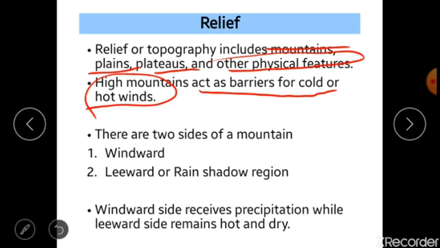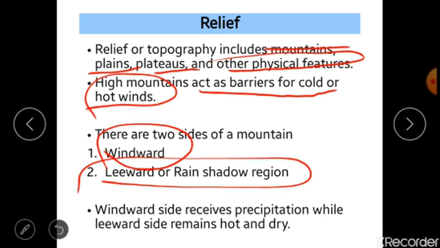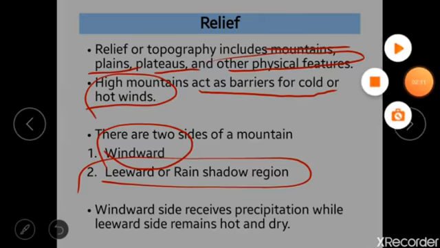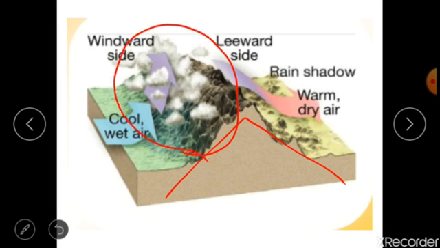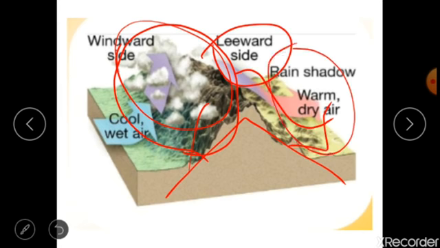There are two sides of a mountain. One is the windward side, which receives the flow of the wind, and the other is the leeward side or the rain shadow region. We'll have a look at the diagram. So this is a mountain. This is the windward side which receives rainfall. There is cool air which becomes the reason for cloud formation, and there is rainfall. While on the leeward side, there is warm air and the region is dry.